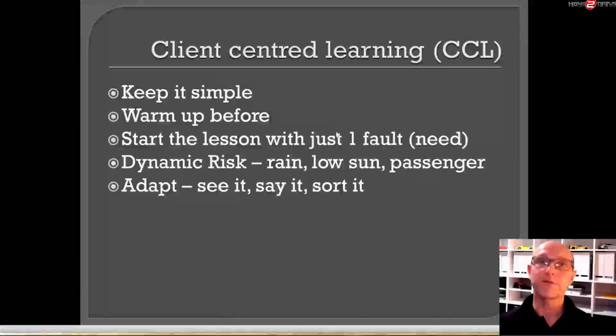The only time your visual aids will really be coming out is if you're helping a pupil understand something after a fault, just to help them picture what it is that they should have done, for example. So yeah, get them out, adapt, see it, say it, sort it.